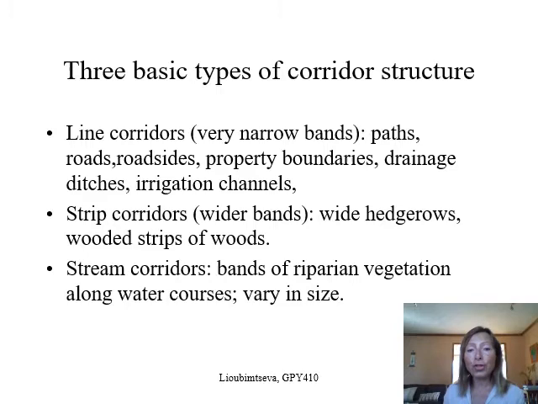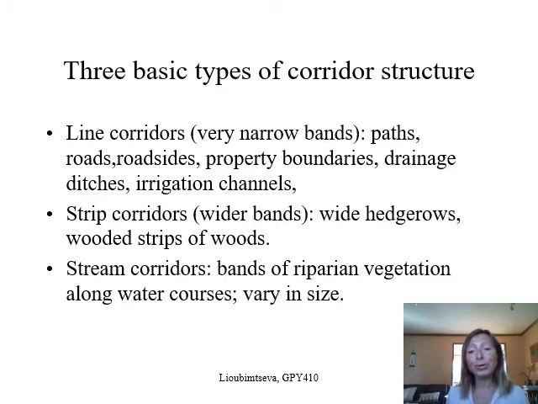And finally, the third group are the so-called stream corridors. They are associated with a hydrological network. Those can be bands of riparian vegetation along watercourses. The stream corridors are typically natural, but they can be also man-made, such as canals. Canals are essentially artificial rivers.